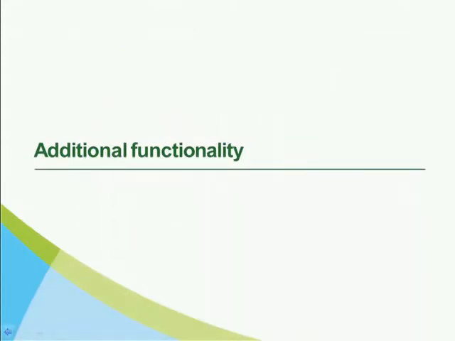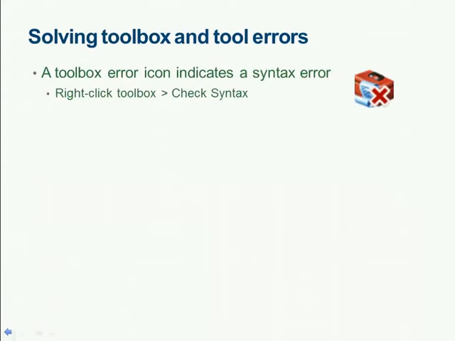So now I want to finish up with some additional functionality here, things to be aware of when you're authoring your Python toolbox, things that are going to help you resolve potential errors, and additional functionality that's also going to be involved in terms of new parameter types.